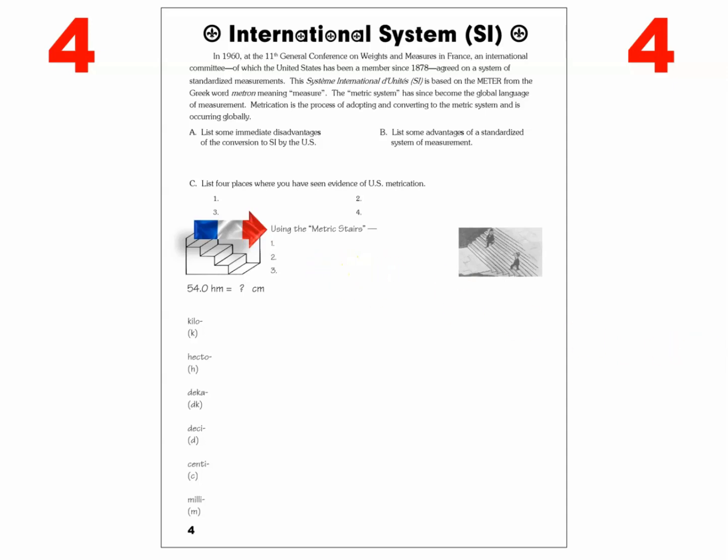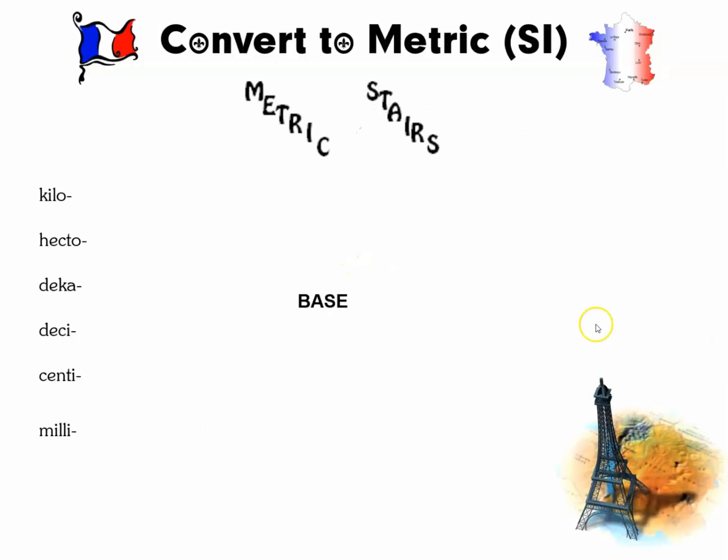So using the metric stairs, what you're going to do is draw a base step, and then from that base step you'll draw 3 steps below and 3 steps above.